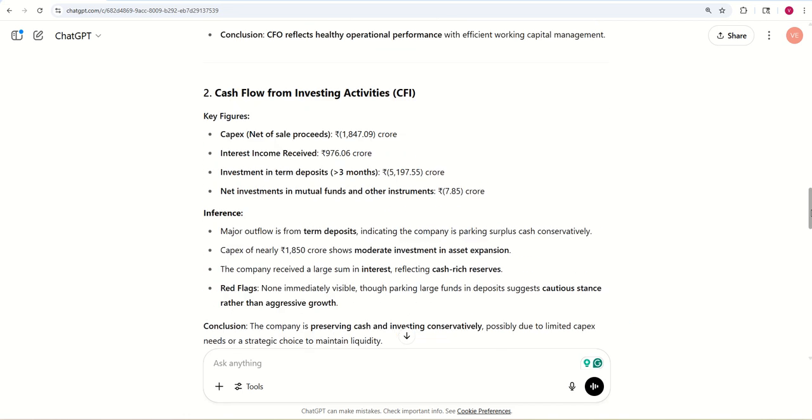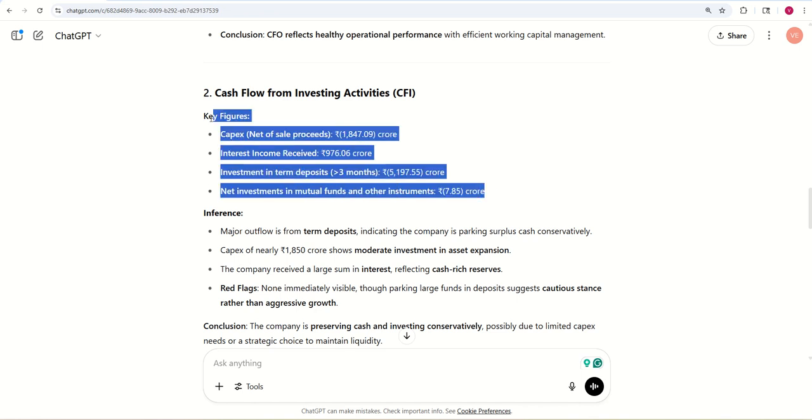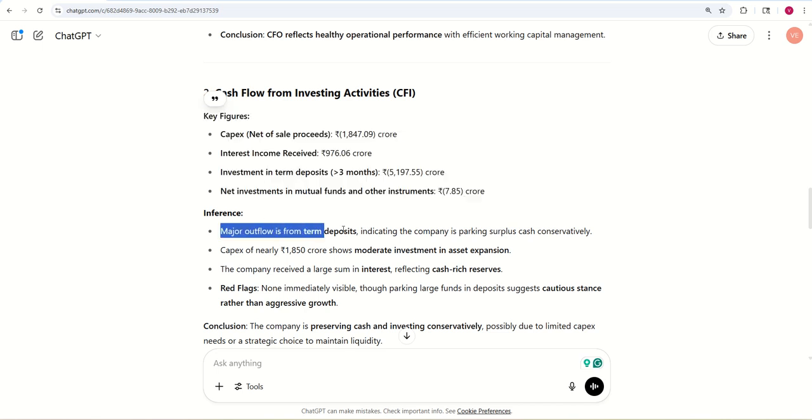So let us see what is there for cash flow from investing activities. It shows how much it has spent on capex, the amount of interest income it has received, investment in term deposits, and investment in mutual funds. So the complete breakdown is here, and inferences. The major outflow: capex itself is 1847 crores, whereas the term deposit is almost three times that, 5200 crores. So the major outflow is term deposits, indicating the company is parking surplus cash conservatively. So this is the insight.